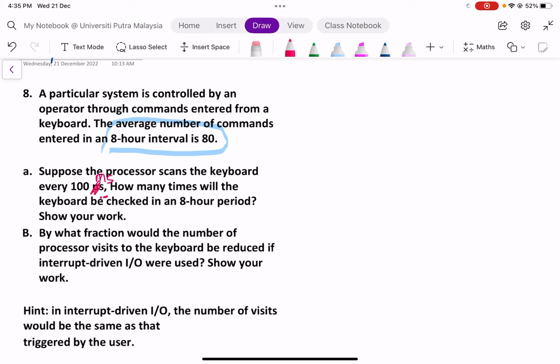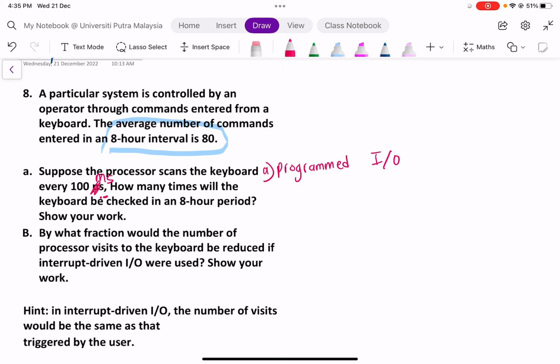Show your work. We immediately know that this is programmed I/O because this is done at a fixed rate. This is not user initiated. Therefore, we know that this is programmed I/O, and nothing can change this. As long as the program is running, the scans will continue on every 100 milliseconds.